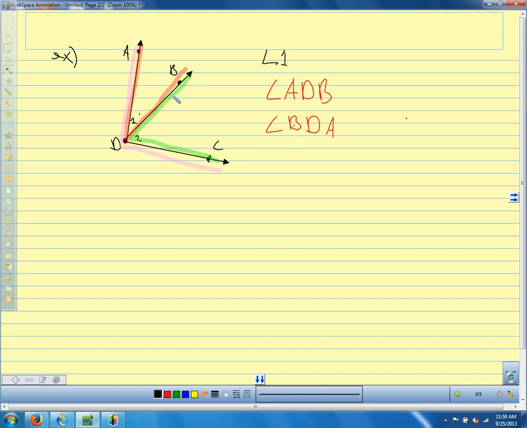And we wouldn't want to say angle A1B. We want to use all letters or just the number. Okay, we good with that one? Not too hard. Measuring.